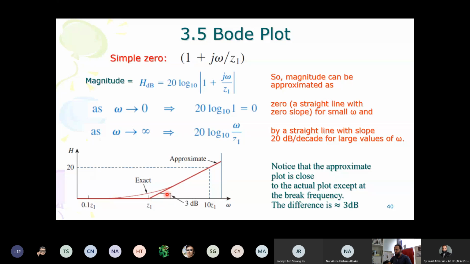And once again, this difference is 3 dB at the corner frequency. So the maximum difference is about 3 dB, but not more than that.